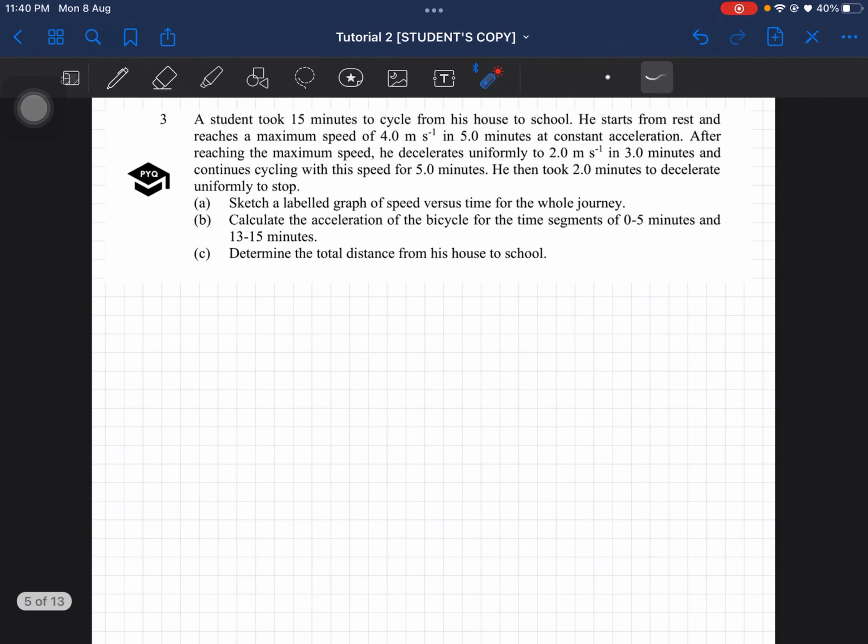Question 3. So this is a past year question. A student took 15 minutes to cycle from his house to the school. So he starts from rest and reaches a maximum speed. Okay, let me just highlight this. So it took him 15 minutes to cycle from his house to school.